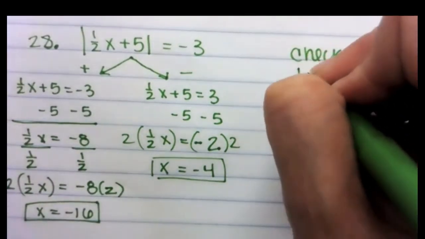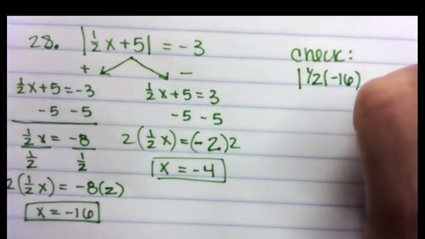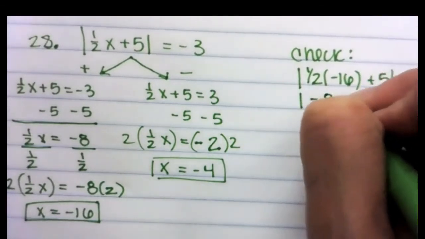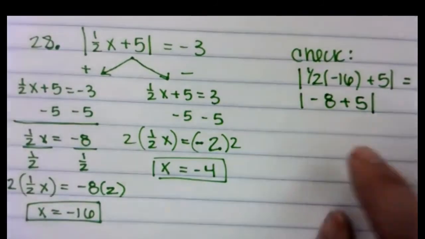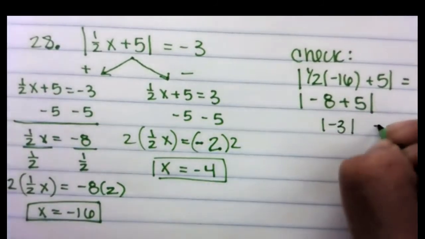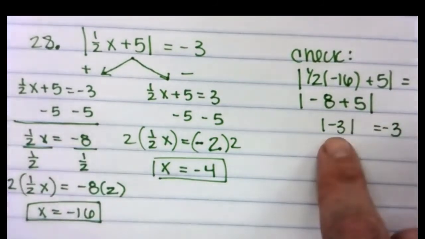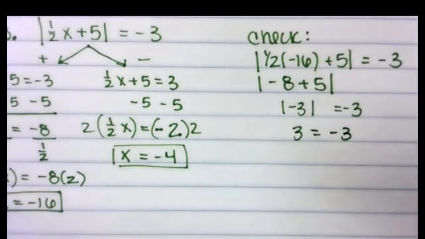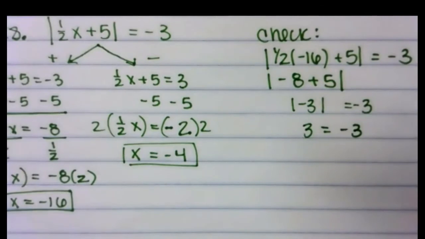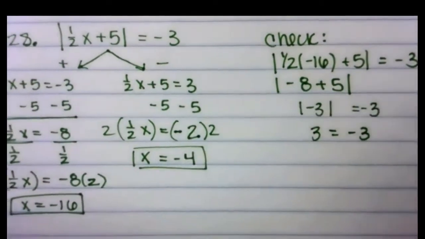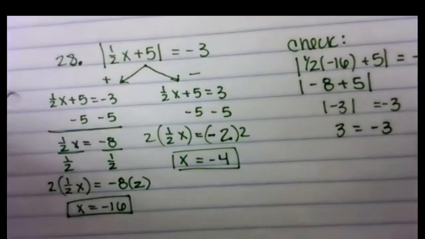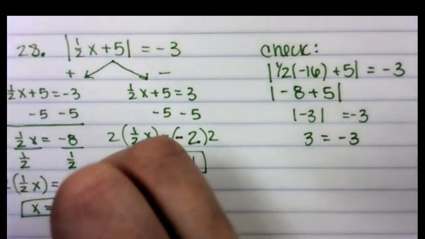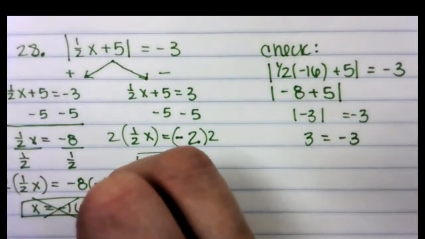All right, so what happens when you do 1/2 negative 16 plus 5? We get absolute value of negative 8 plus 5. So you get absolute value of negative 3. What's the absolute value of negative 3? Positive 3. Does a positive 3 equal a negative 3? No. Uh-oh. That's wrong. So why is it wrong? A positive can't equal a negative. Okay. So that means that this does not work. It fails the check.